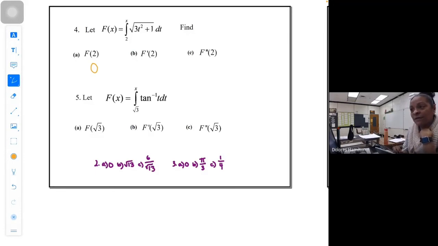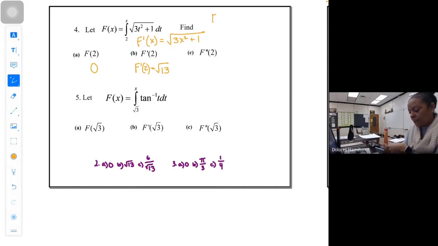So now they're asking me to find f prime of 2. Well, I first need to find f prime of x. So that tells me everywhere I have a t, I'm going to replace it with x. And then I have to plug in 2 to figure out what that is. Plugging 2 in for x, I get root 13.